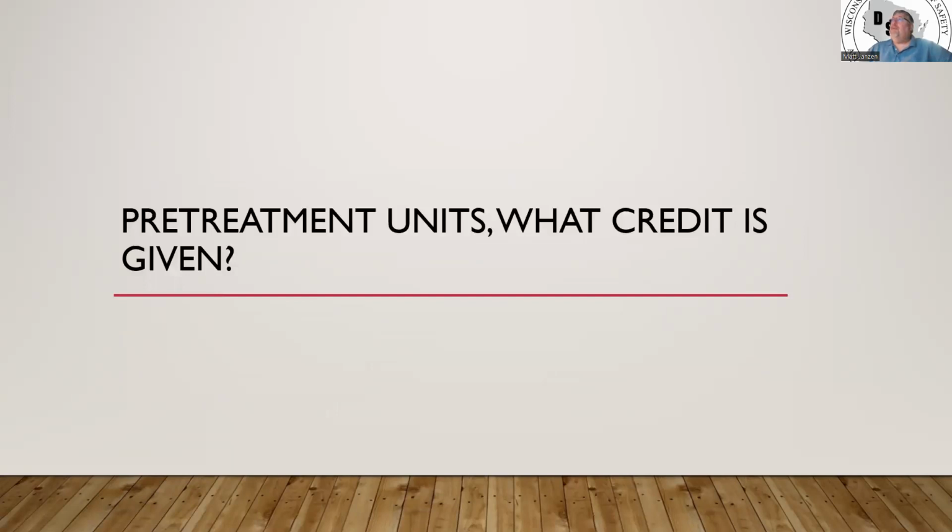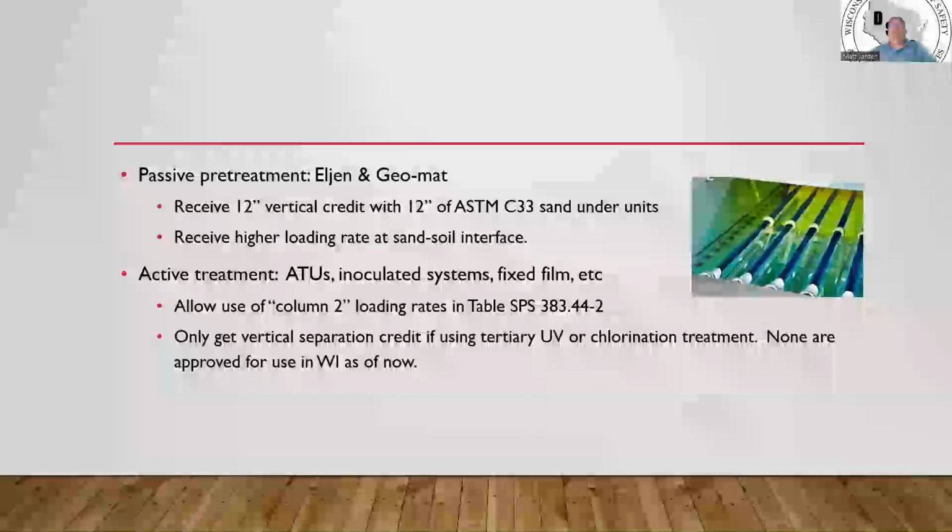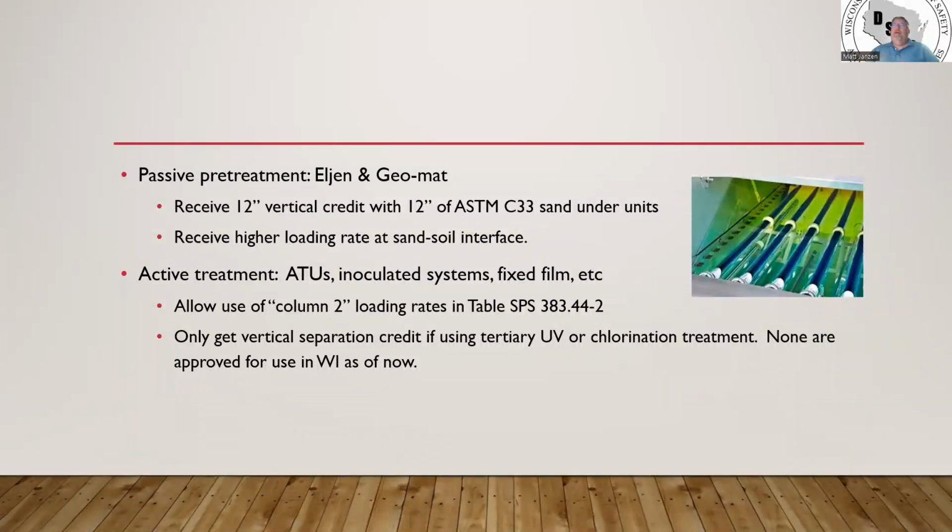Pre-treatment units, what credit is given? Well, this has been sort of a new thing that has crept up here. We have things like the passive pre-treatments, like the Elgins and the Geomats. They receive 12 inches of vertical credit with the 12 inches of ASTM C33 sand underneath their engineered unit. So the Elgin, the mattress, or the Geomat with the 12 inches of sand is their unit, or their product. They also receive the higher loading rate at the sand-soil interface. So they get the base of the second column, the higher loading rates. And that's where they get the downsizing.